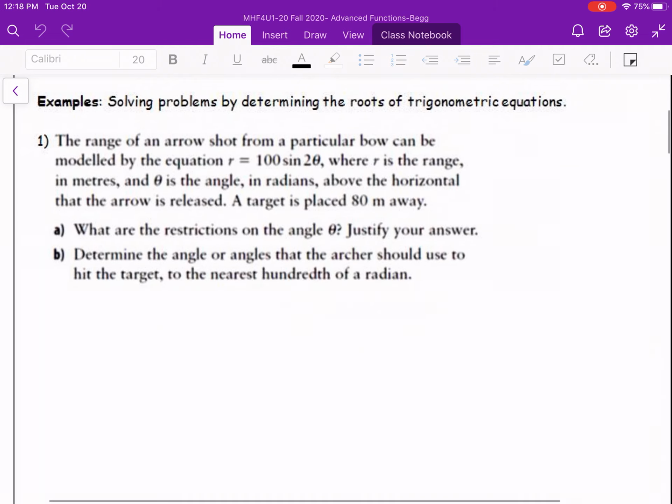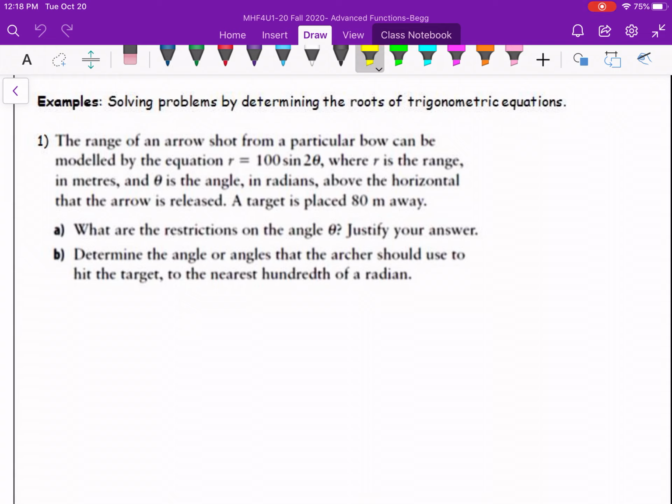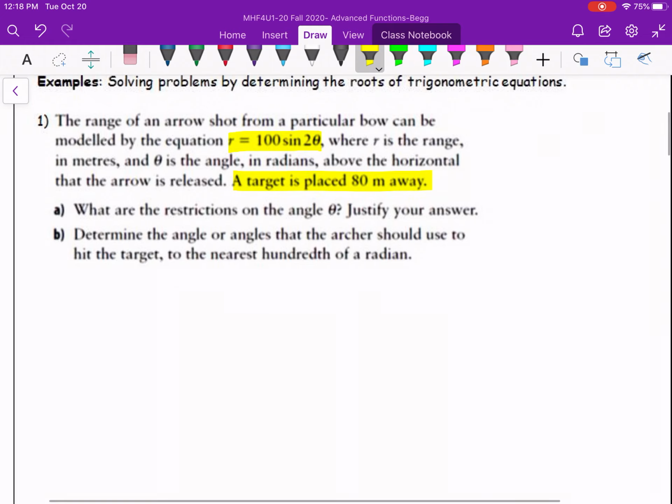The first one: the range of an arrow shot from a particular bow can be modeled by the equation r equals 100 sine 2 theta, where r is the range in meters and theta is the angle in radians above the horizontal that the arrow is released. The target is 80 meters away. That's going to be important. What are the restrictions on the angle theta? Justify your answer.